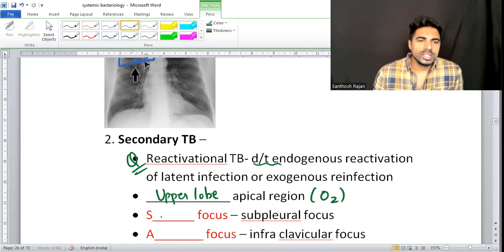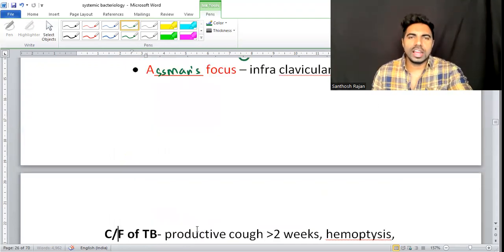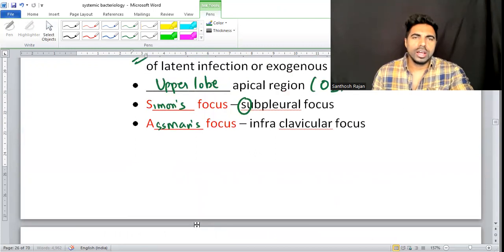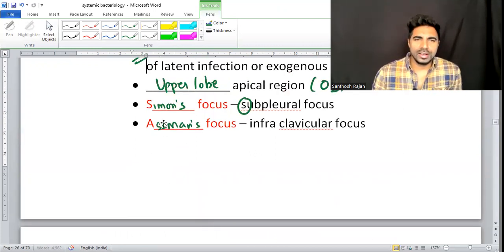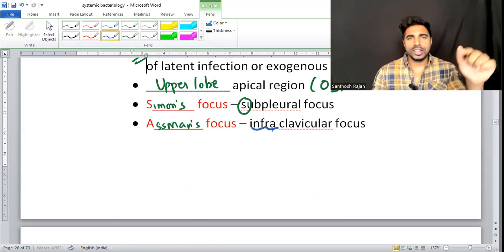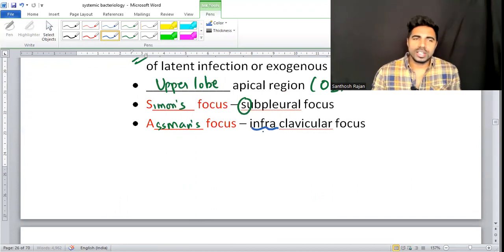Now, yes, we have so many. What is this focus? There is some focus called subpleural. That is the Simon's focus. S for S. S for subpleural. Just under the pleura, there is some focus. That's a Simon's focus. This is seen in secondary TB. S for S. And A for Assmann. Assmann's focus is infraclavicular. Not to be vulgar, but when they say A, it is always infra. Assmann is infraclavicular. Remember like that. Assmann, infraclavicular. That's it. Okay. Assmann's focus.